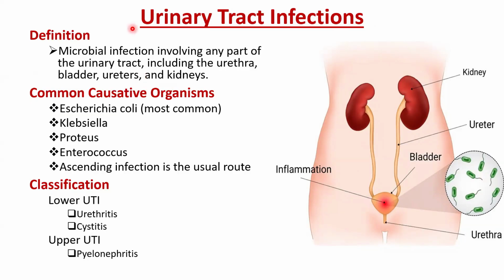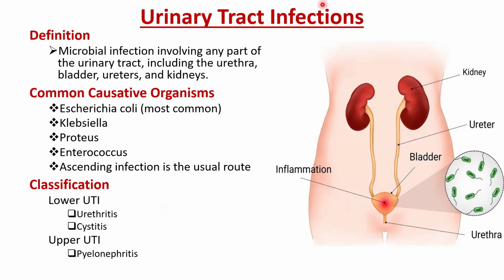What are the causes of these UTIs? Mind you, you can have bacterial causes and fungal causes, but the most common is bacterial. The most common bacterium is E. coli, known as Escherichia coli. Other causes include Klebsiella, Proteus, Enterococcus, and sometimes these infections come from a skin infection and spread into the urinary tract.